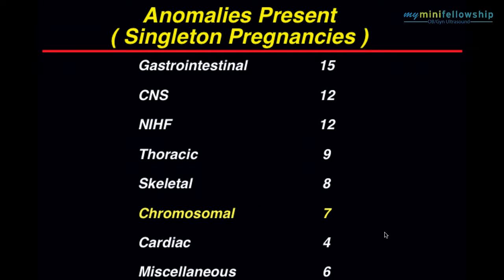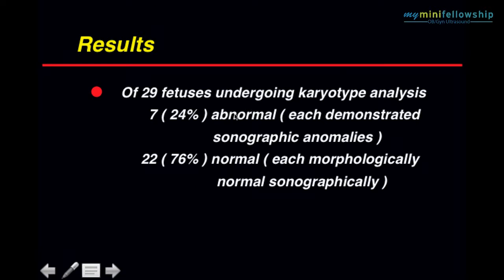Another important thing, because we brought up this issue of trisomy 18, is chromosomal anomalies. Well, certainly there were 7 out of the 105 chromosomal anomalies in our group. That's of those patients that actually underwent a karyotype analysis, that was 24%. So that's quite a significant risk. But this was the important thing. Each of these fetuses demonstrated sonographic anomalies. In the 22 fetuses that had a normal karyotype, each fetus was morphologically normal by sonography.